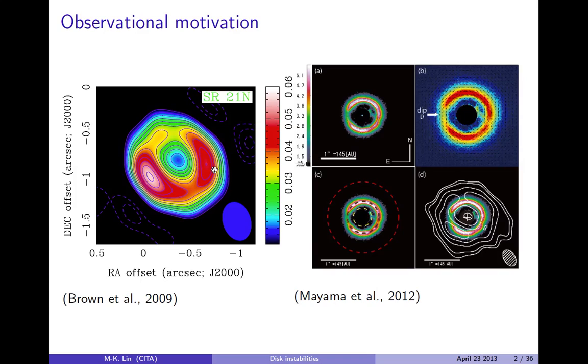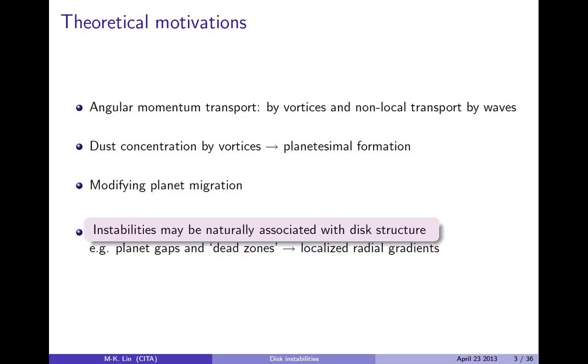Okay, so large-scale structures in protoplanetary disks have a couple of applications. For example, angular momentum transport. Also, one structure I'm going to talk about is vortices, and vortices are known to be able to attract dust particles, and perhaps that would lead to, or at least help, planetesimal formation. Having these large-scale structures in the disk will certainly affect how solids move in the disk, including how planets move. And the instability, which I will discuss, may be naturally associated with the disk structure itself.